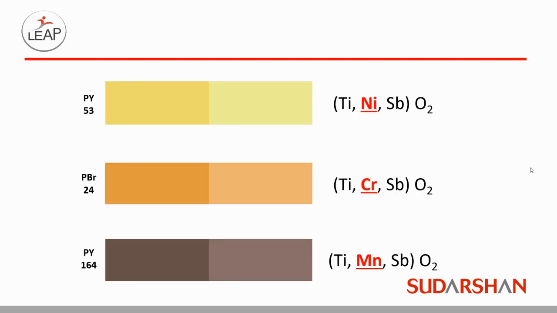Just to give you another visual of how changing that element in that same lattice structure changes the color. So we start with the pigment yellow 53, which contains the nickel. The pigment brown 24 is chromium, and then the yellow 164 is the manganese. And you can see the trend of color just by switching out the element in that lattice structure.